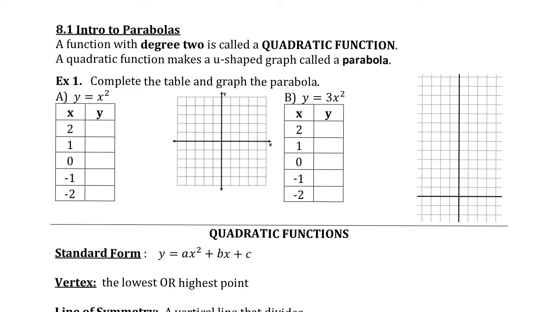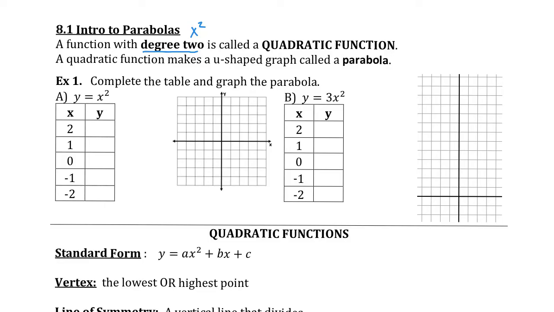Okay, section 8.1 is Intro to Parabolas. So we're going to graph a new shape. It's called a parabola. A function with degree 2 is called a quadratic function. So degree, remember, has to do with the exponents. So if the term with the highest exponent has an exponent of 2, we consider it a quadratic function. A quadratic function makes a U-shaped graph, which we call a parabola.